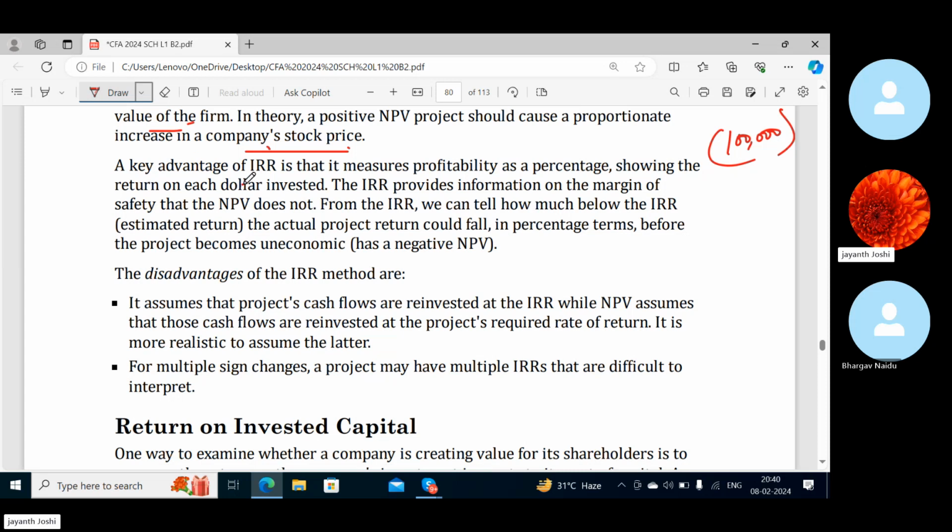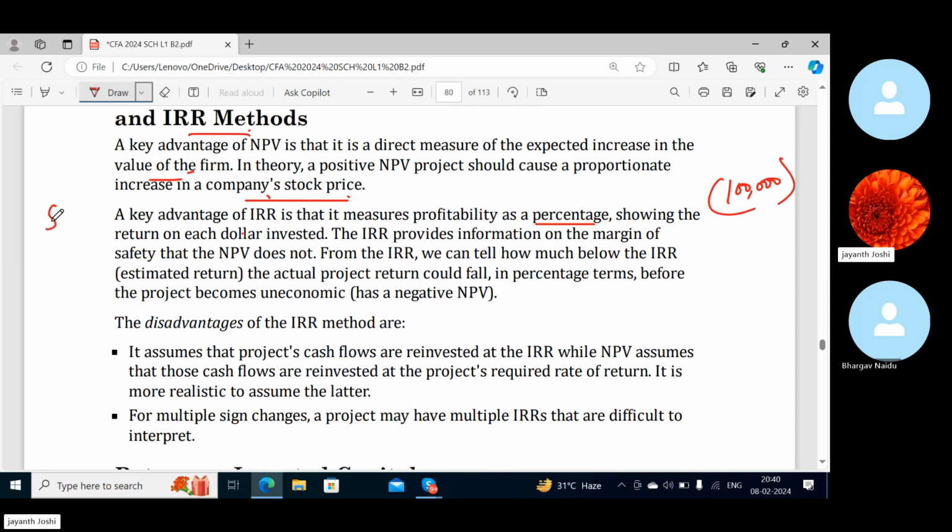A key advantage of IRR is that it measures profitability as a percentage. For a layman, some doctor, some scientist, someone who is not associated with the field of finance, they won't understand what is this positive NPV or negative NPV. It's Greek and Latin for them, of course. You have to take them into this world and explain why they should take that kind of pain and understand all this, when they are getting direct answers which easily go into their head, that is in percentage form.